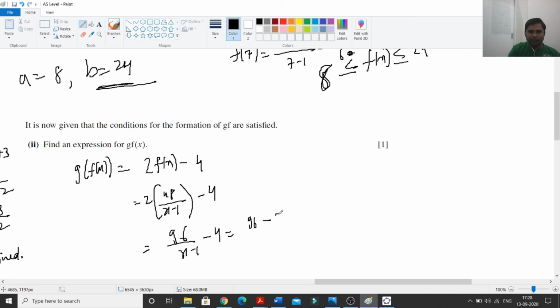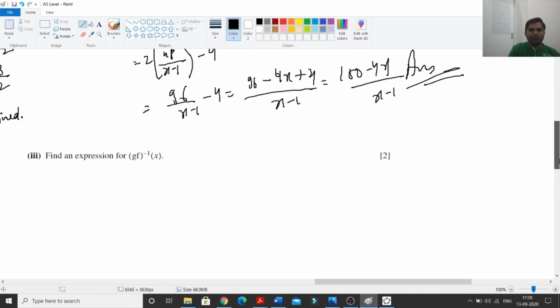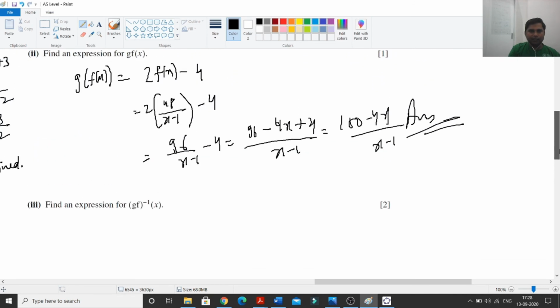96 minus 4x plus 4, divided by x minus 1, which is 100 minus 4x divided by x minus 1. That's the answer. Okay. Now it says expression for gf inverse x.